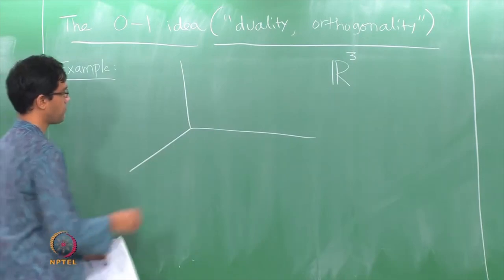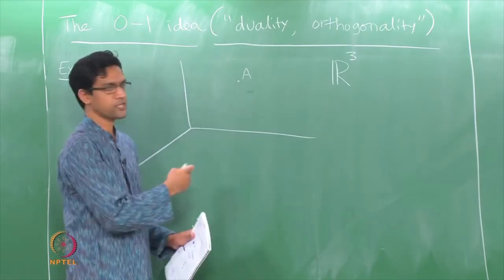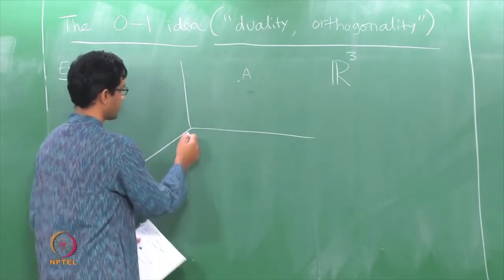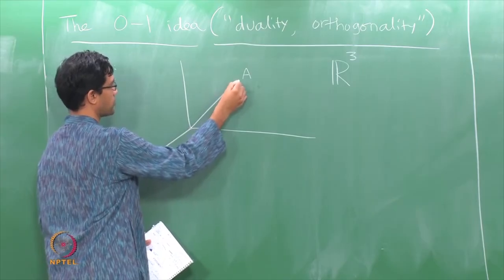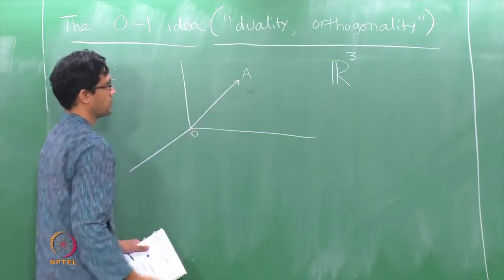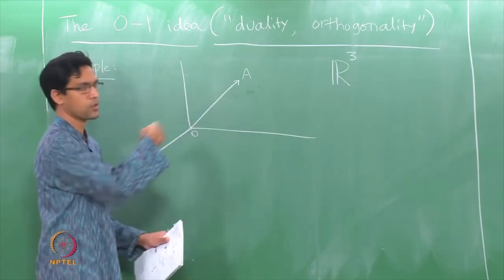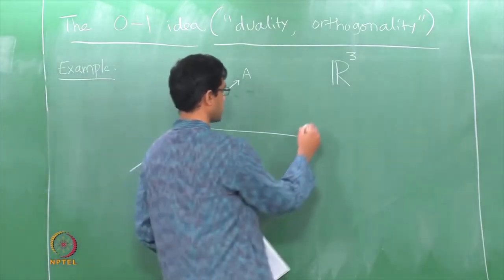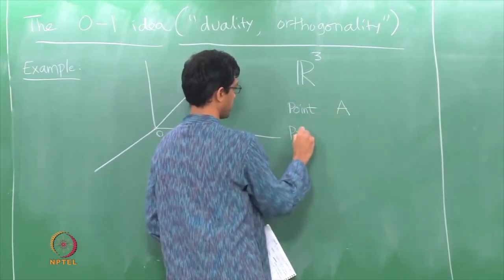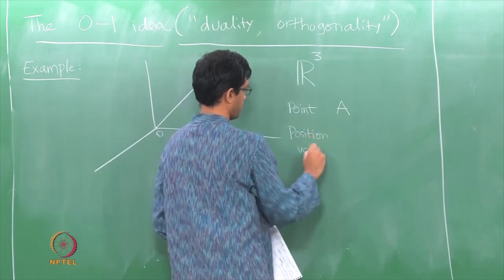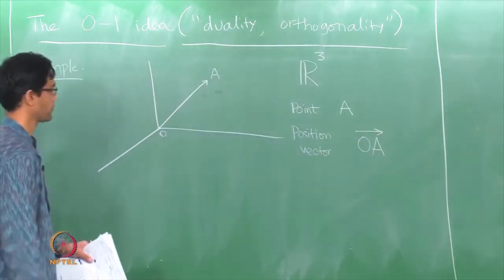So I have three dimensions, and what is a vector? What's a point in R3? A point typically is given by three coordinates, x, y, and z. So I have a point, and the position vector of that point. By the position vector, I just mean I join the origin to that point. Let's call the origin O, and the position vector of the point A is the ray which points from the origin to the point A. So A is the point, and its position vector, if you wish, is usually denoted OA, the ray from the origin to that point.